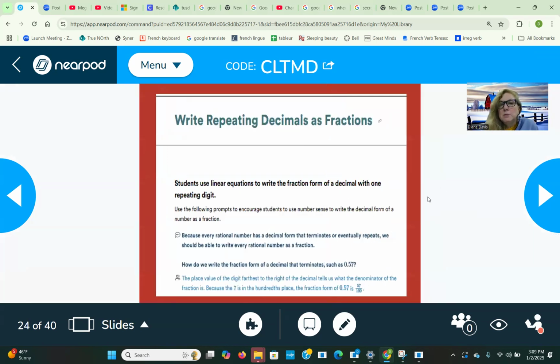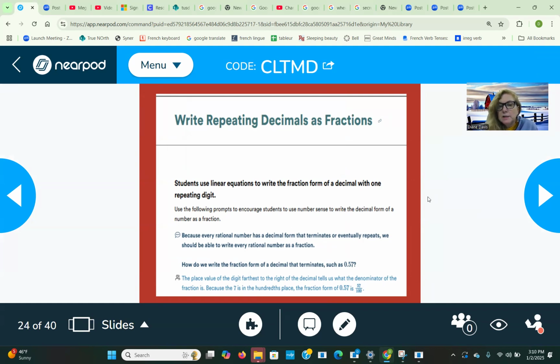So now you're going to write repeating decimals as fractions. We went from a fraction to a decimal. Now we're going to go from a decimal to a fraction. Because every rational number has a decimal form that terminates or eventually repeats, we should be able to write every rational number as a fraction.